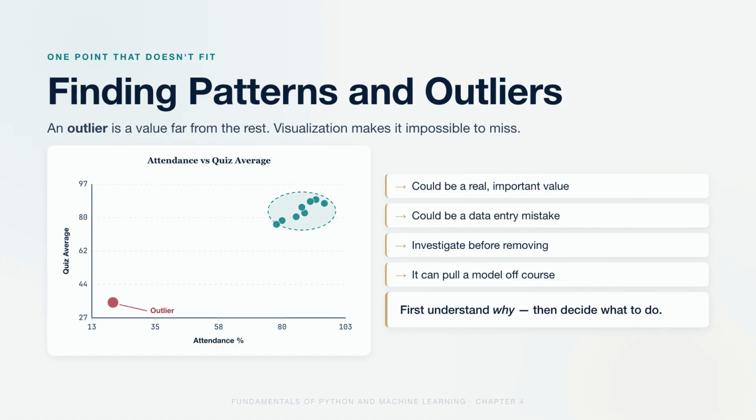Other times, it might be a data entry mistake. Before removing or changing an outlier, we should understand why it exists. Visualization helps us notice these unusual values so we can investigate them.